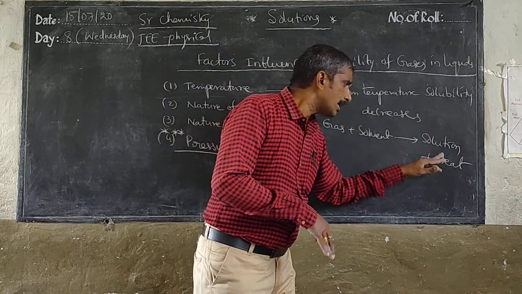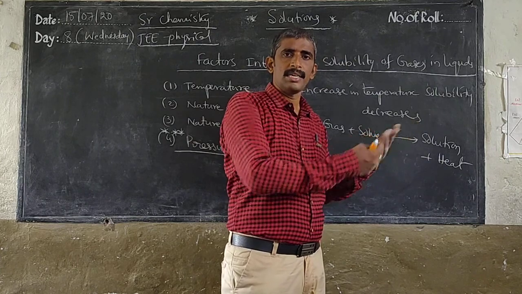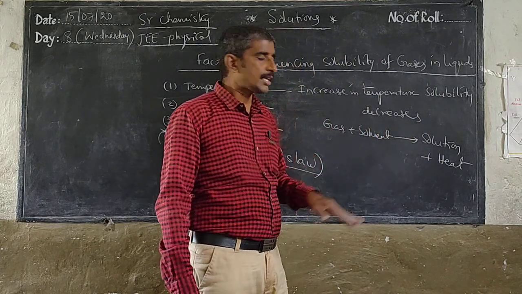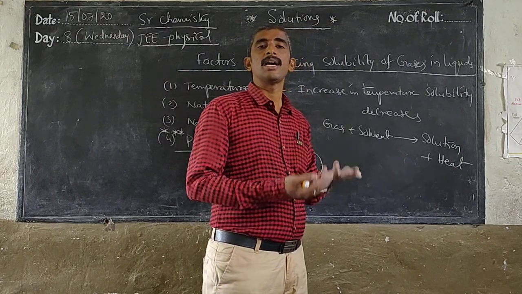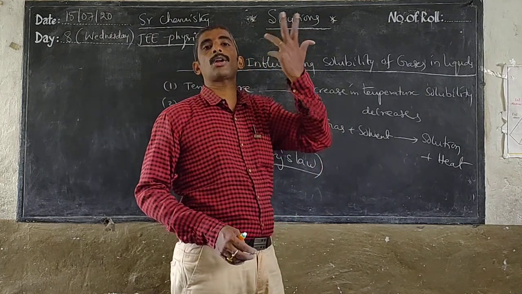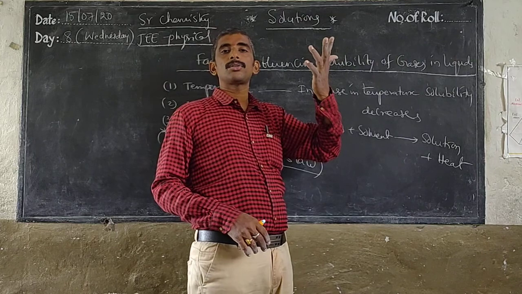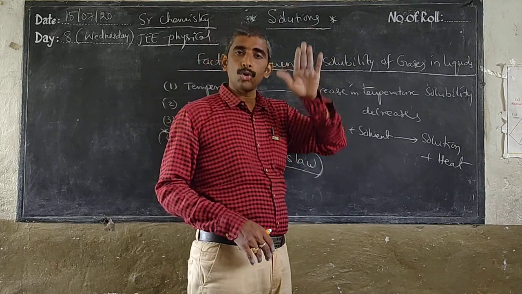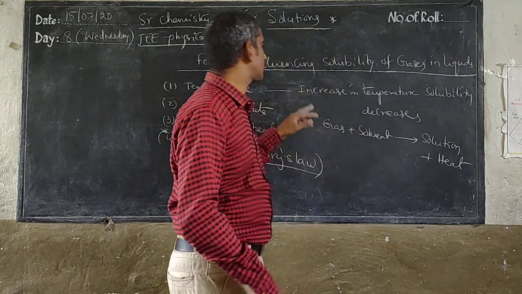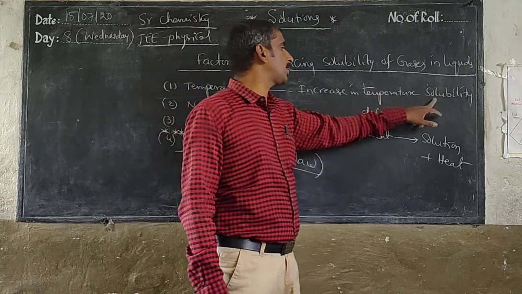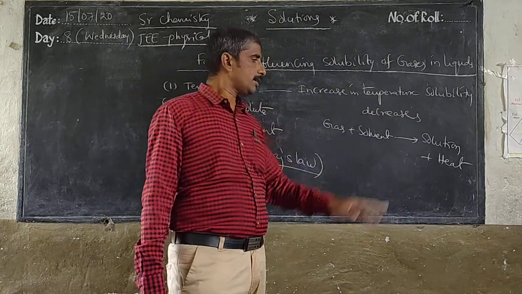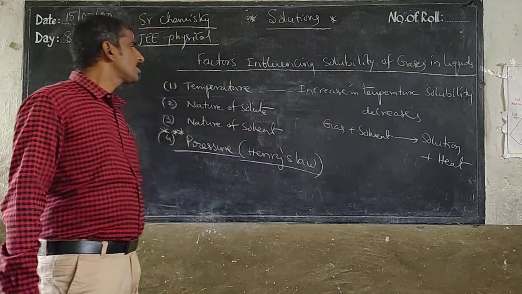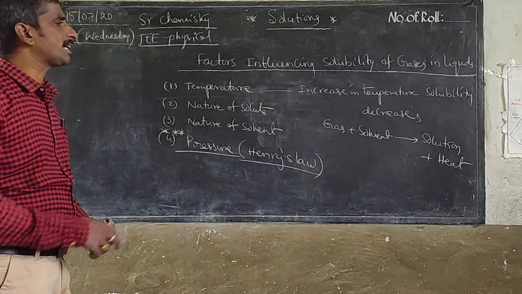Heat is liberated, which means low temperature, and that means low temperature favors solubility. Low temperature means more solubility, and high temperature means low solubility. That means as temperature increases, solubility decreases. That is the best example.